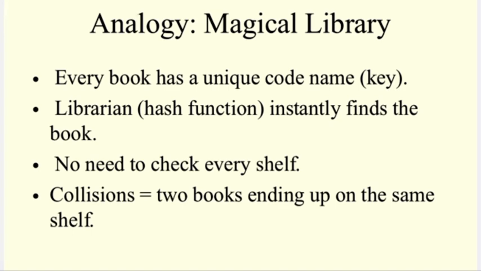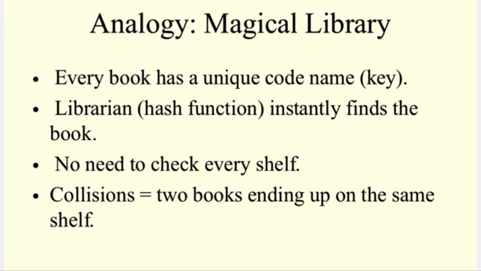So every book has a unique code name and that represents a key. The librarian represents the hash function, instantly finds the book. No need to check every shelf. And collisions: if two books end up on the same shelf.